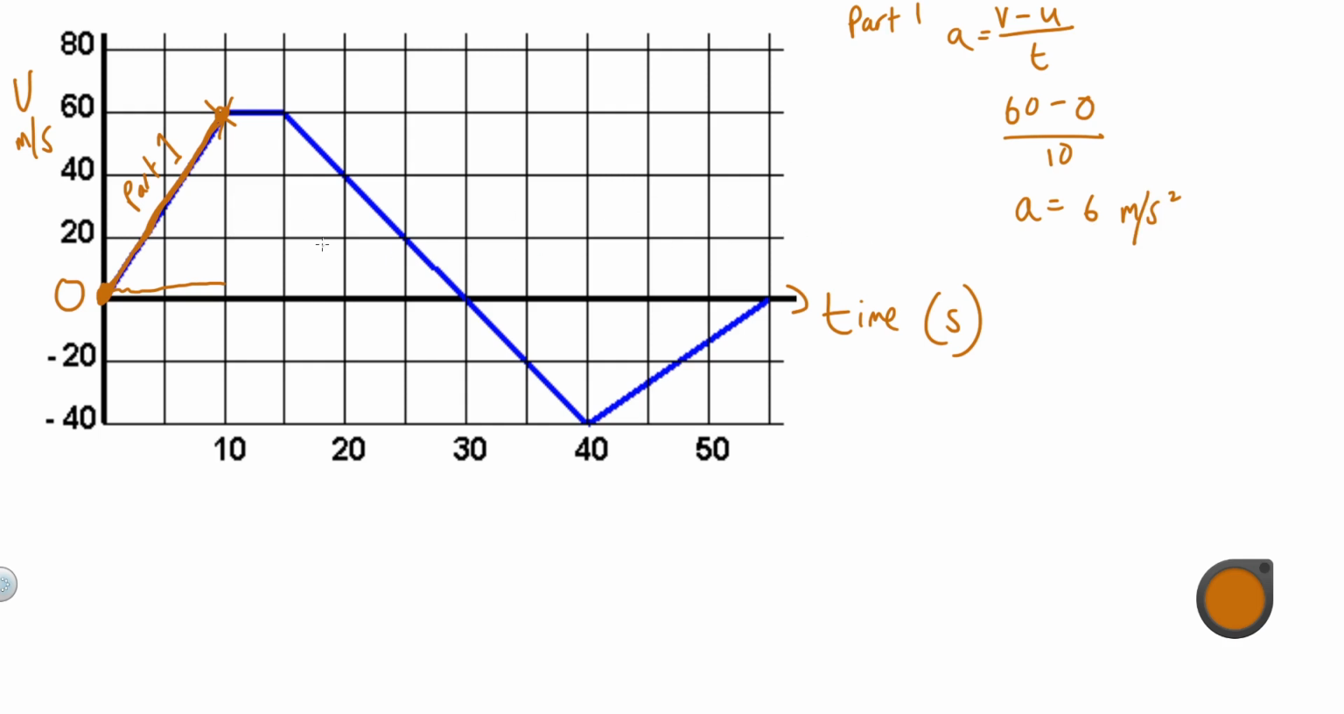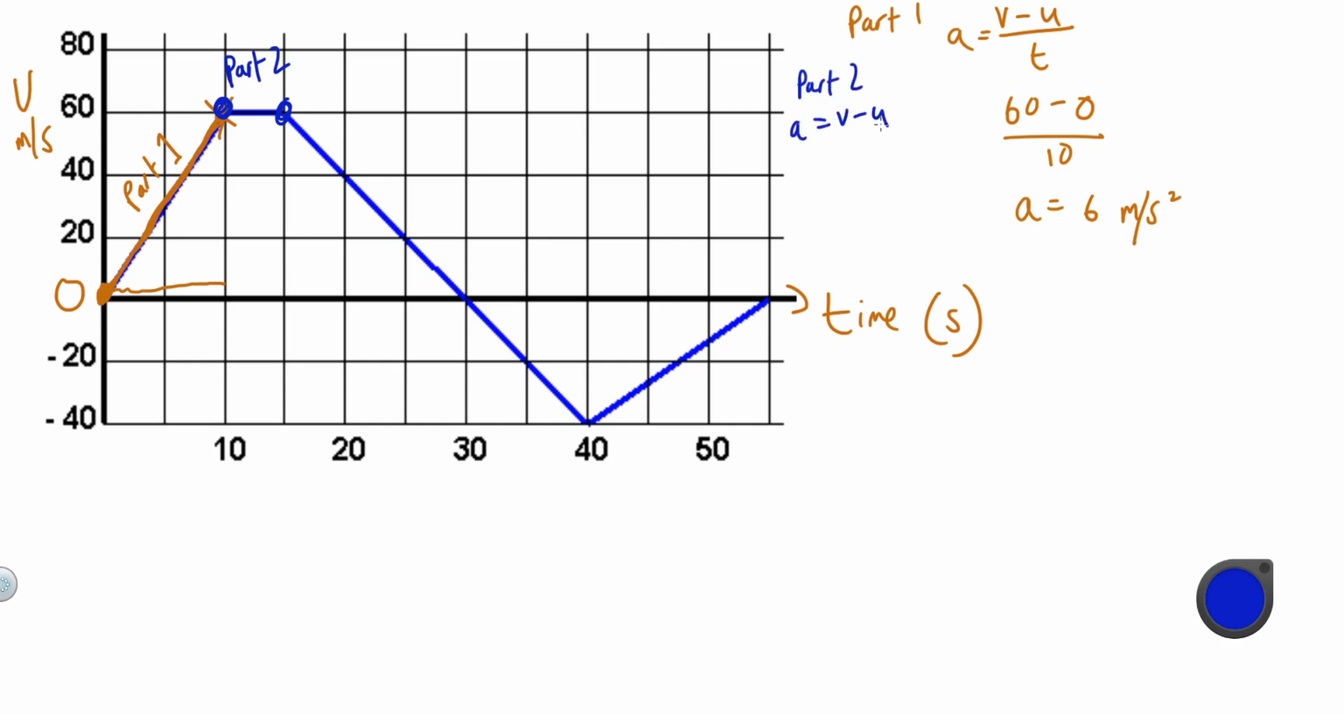Right, for the next part of the journey, we are going from here to here. You can see the velocity is constant. There's no acceleration. We'll call this one part 2, and I'm going to prove to you that the acceleration is 0.